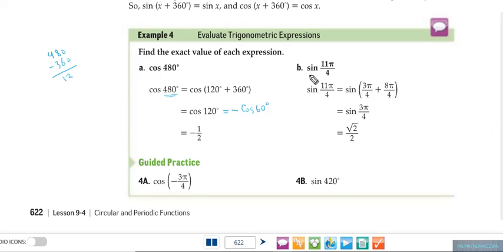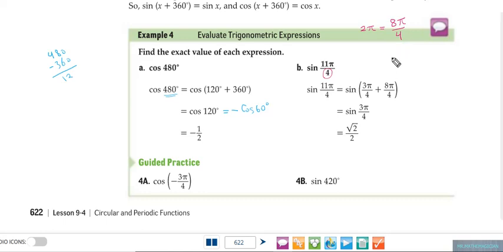Let's try to find sine 11 pi over 4. 11 pi over 4 is more than 2 pi. How do I know this? Because if you consider this denominator, 2 pi is like 8 pi over 4, and this is 11 pi over 4, which is greater than this one. So it's more than 360.